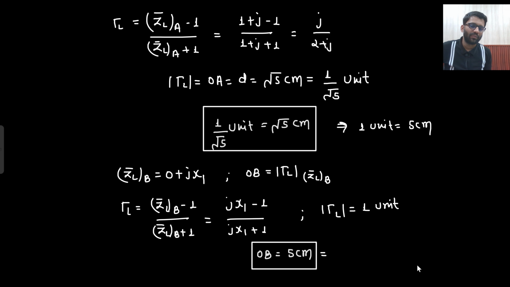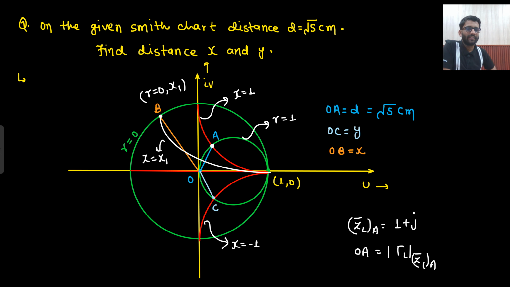The value of OB is equal to x only. So this is the value of x. Or directly let's write it OB only, nothing else. This is your OB. I hope you are understanding. What we are doing is that we need to find OC and OB distance. We know one thing, that at point A, what is being cut? At point A, x equals 1 and r equals 1.